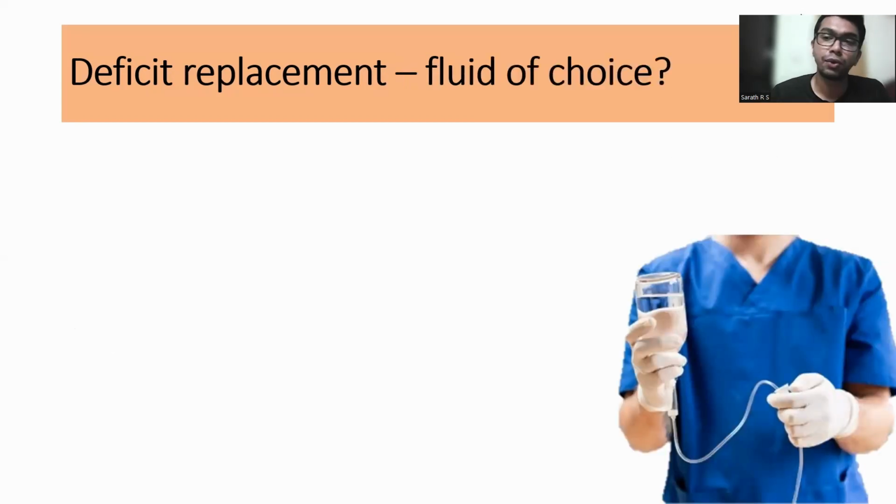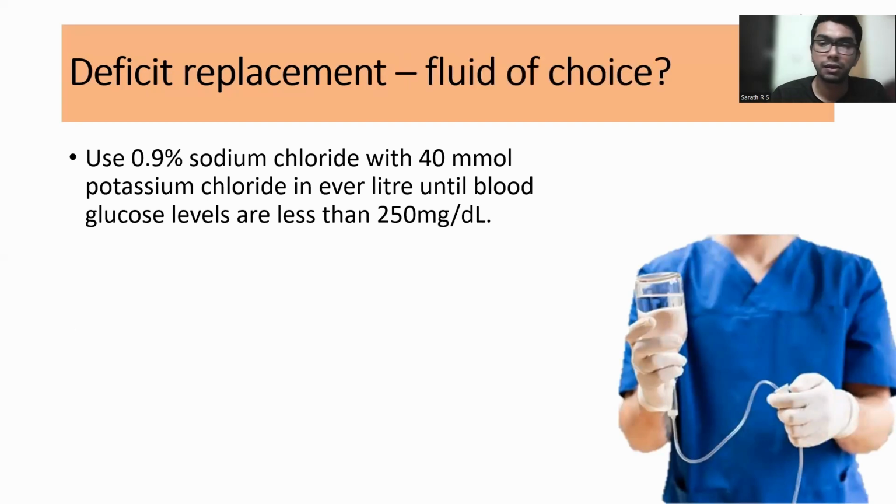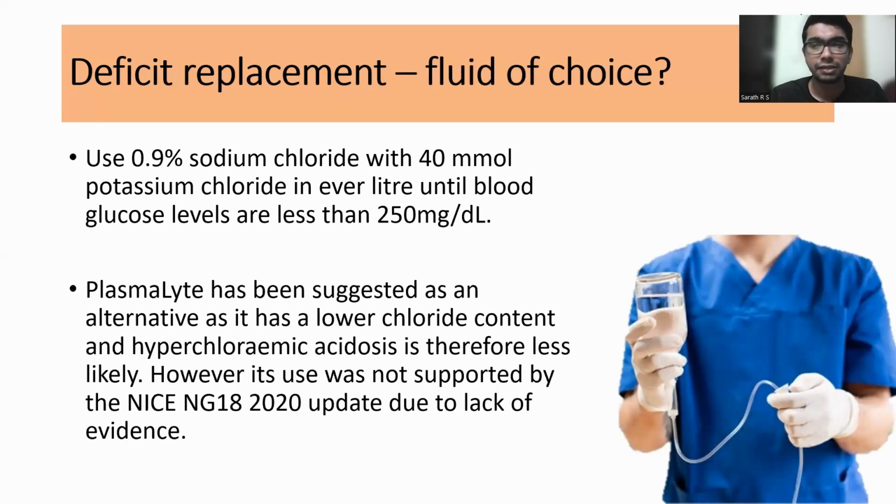Coming to the fluid of choice. The fluid of choice is normal saline till the blood glucose level reaches 250. Plasma-Lyte A was tried, and Plasma-Lyte A has an advantage because normal saline has an excess of chloride. Whenever we give chloride, in order to maintain electrical neutrality, the body will excrete bicarbonate, which is also a negatively charged ion. So what will happen?